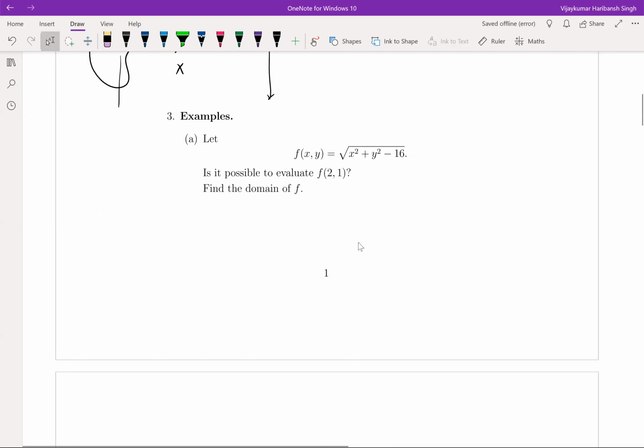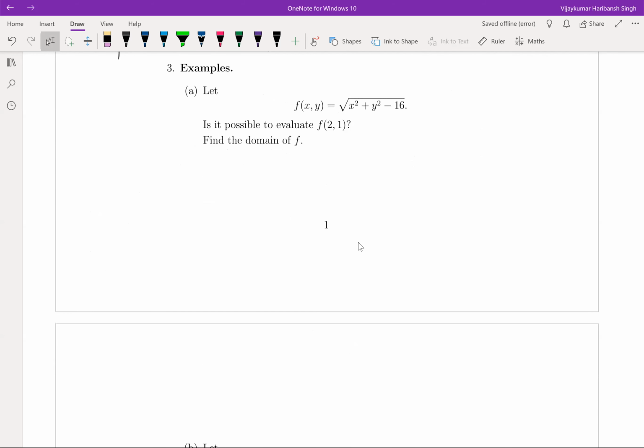Now consider the following example. Let f of x, y be the square root of x squared plus y squared minus 16. The question is, is it possible to evaluate f of 2, 1? When you take f of 2, 1, we get the square root of 2 squared plus 1 squared minus 16, which is the square root of 4 plus 1 minus 16, that is minus 11, and this is not defined. So of course, this function is not defined for all points in the plane. Then the meaningful question to ask is, what are the points for which it is defined?